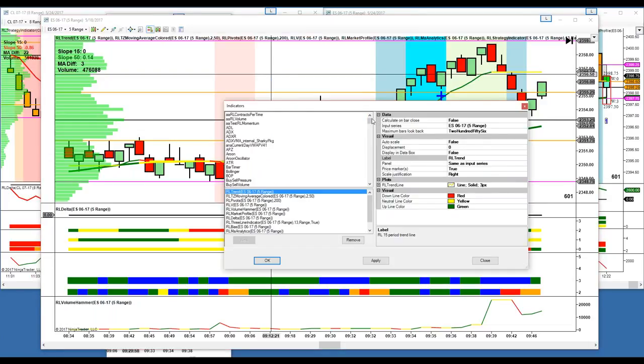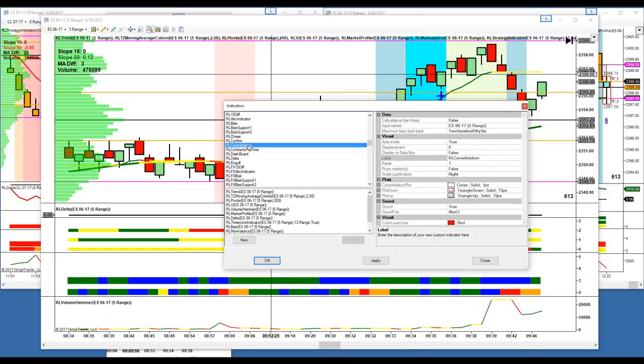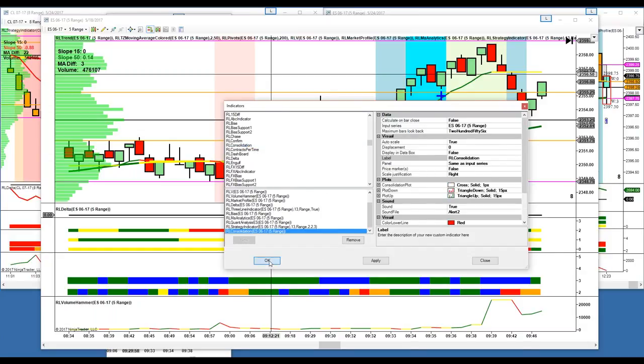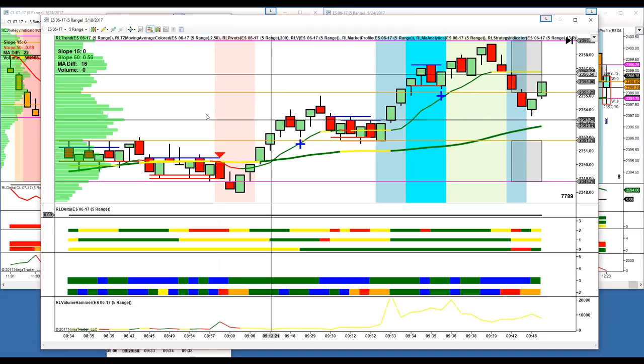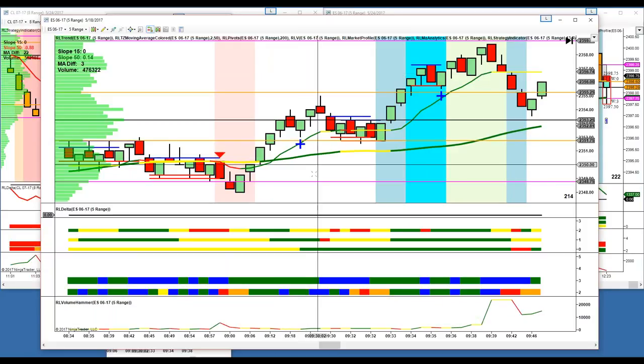Now, our next indicator is the consolidation indicator. Now, this is what our algorithmic automated system is looking at. Let me find consolidation here. Here it is. Now, this is simply looking at price action on our trading chart.